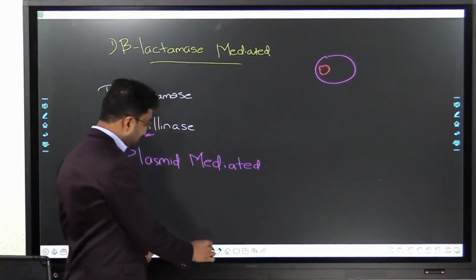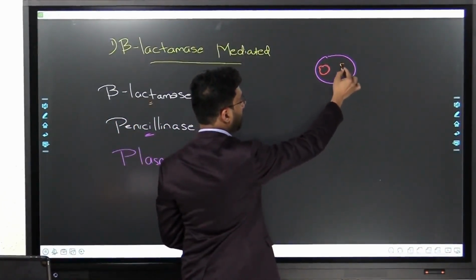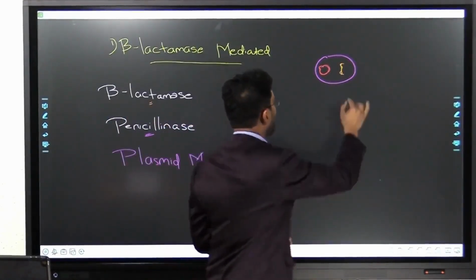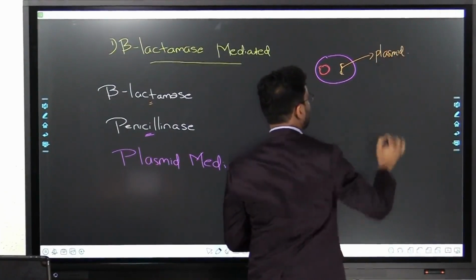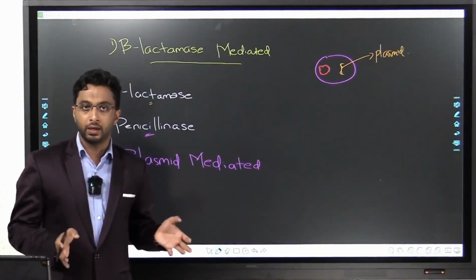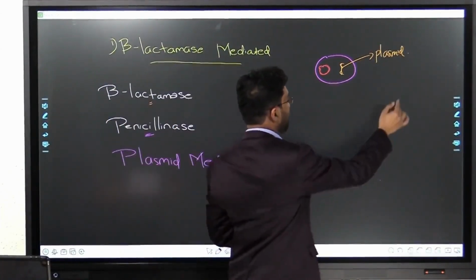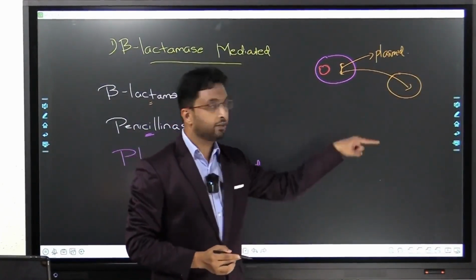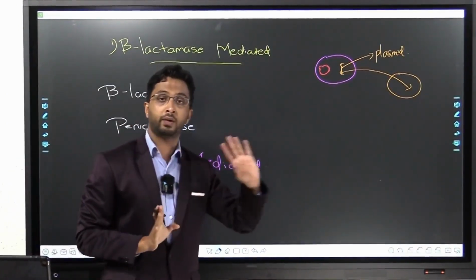Now, bacteria also has got extra chromosomal DNA. It is a piece of DNA which is outside the chromosome, and this is known as plasmid. This extra chromosomal DNA is known as plasmid. Now, the capability to produce beta-lactamase is transferred from one bacteria to the other by transferring the plasmid. So you have got a second bacteria here. What it does is it gives its plasmid to the next bacteria. Means the next bacteria can also produce beta-lactamase. So that also becomes resistant to a particular antibiotic.